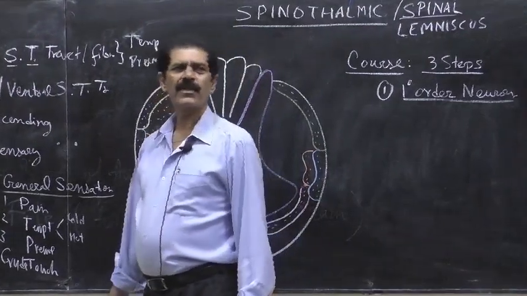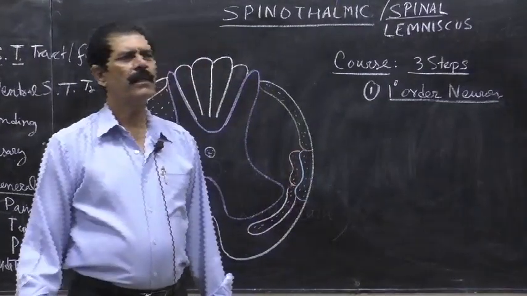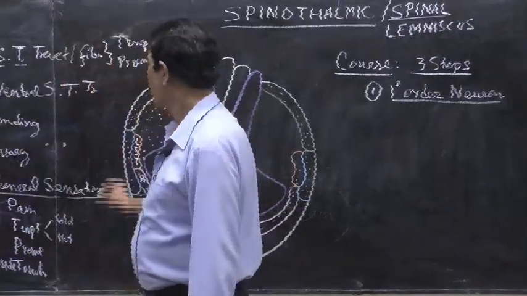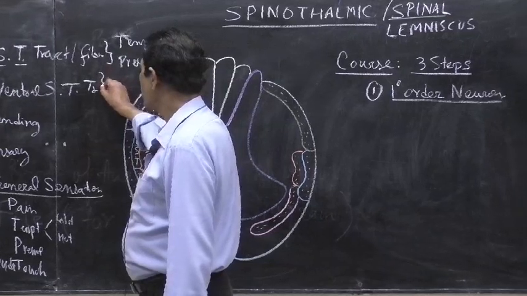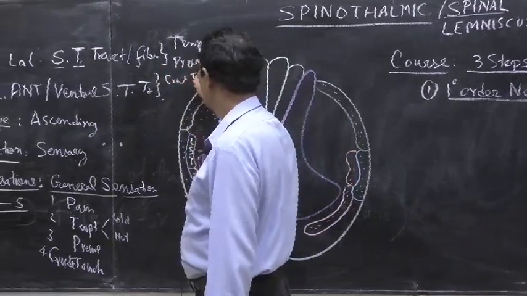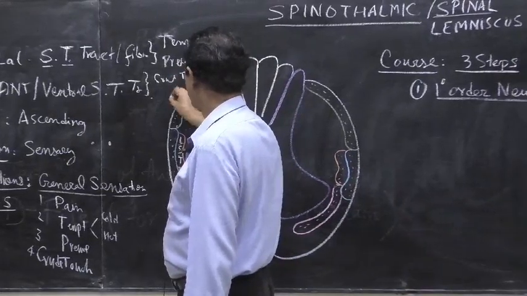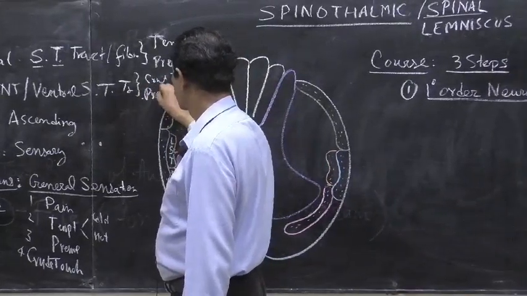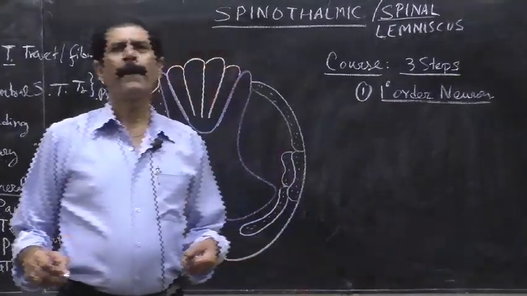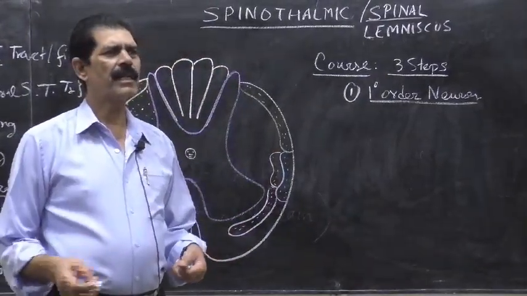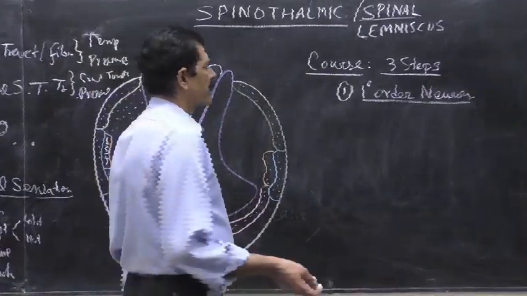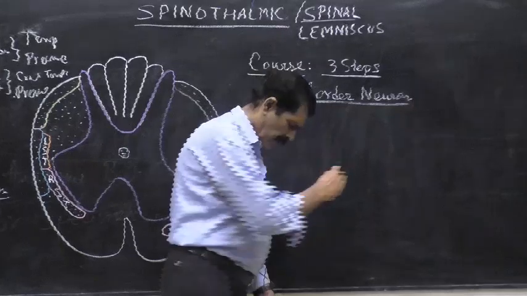So temperature and pressure, they are under the lateral spinothalamic, while the anterior ventral spinothalamic will pick the crude touch and the pressure. So in this way, because of the different modalities of pain, temperature, pressure and touch, we divide these 2 tracts. Now we will take one by one.